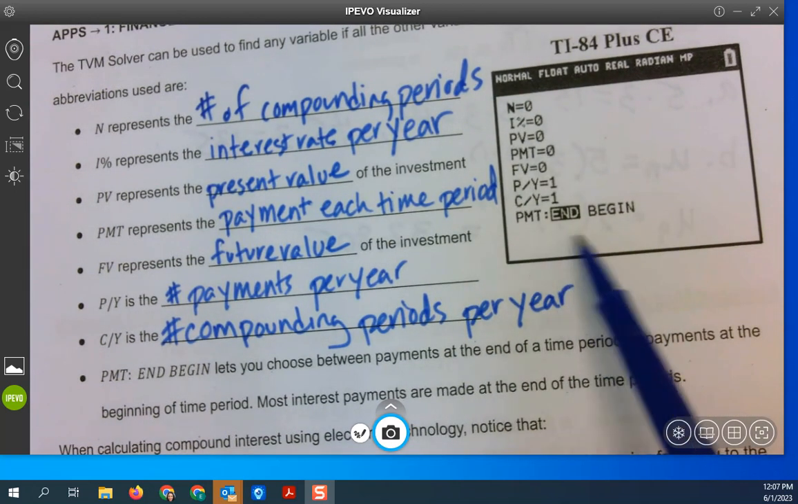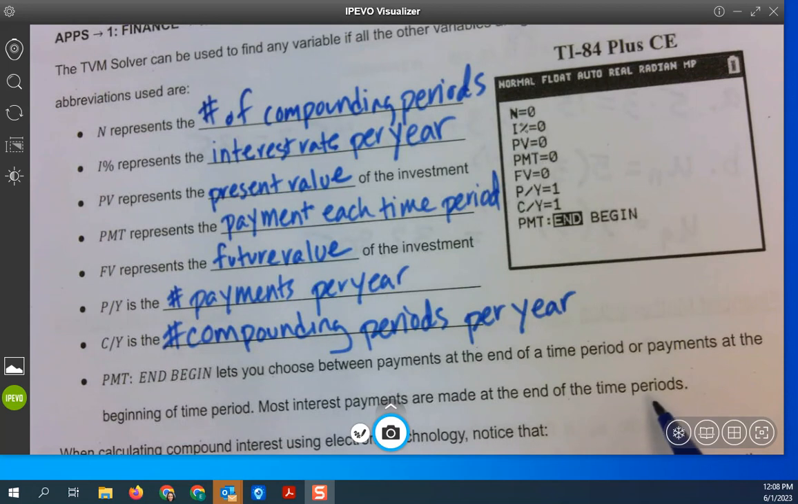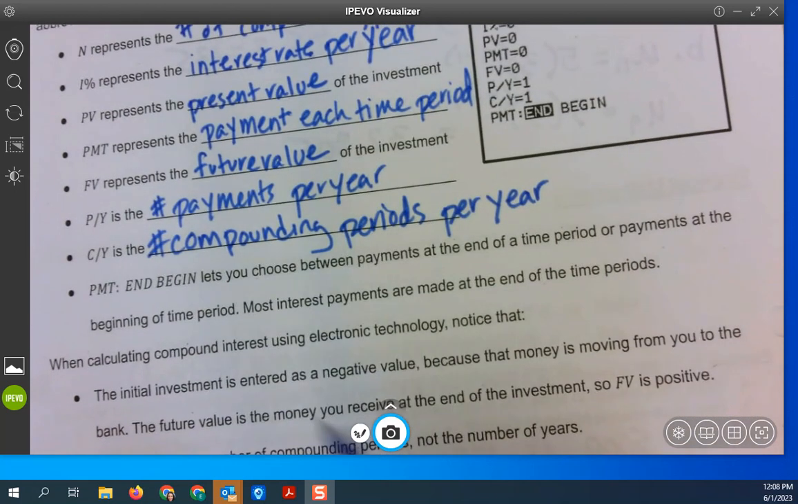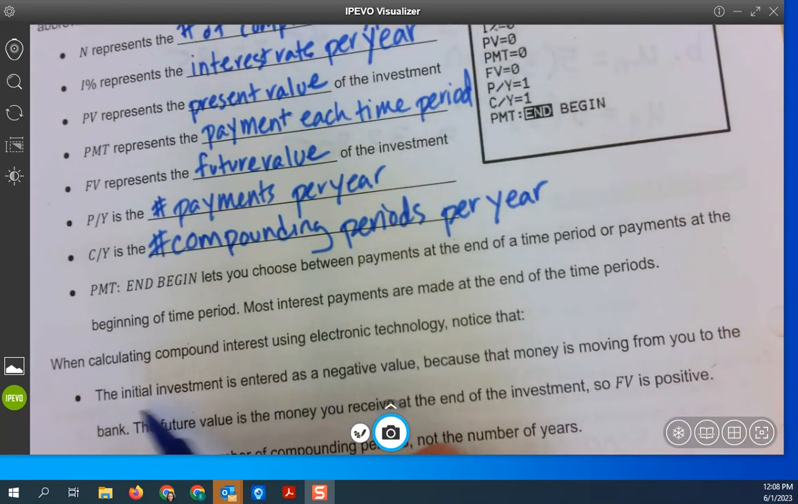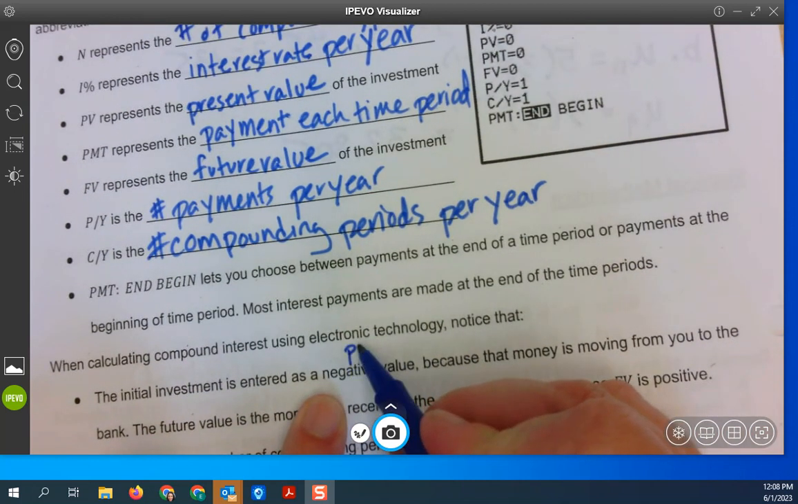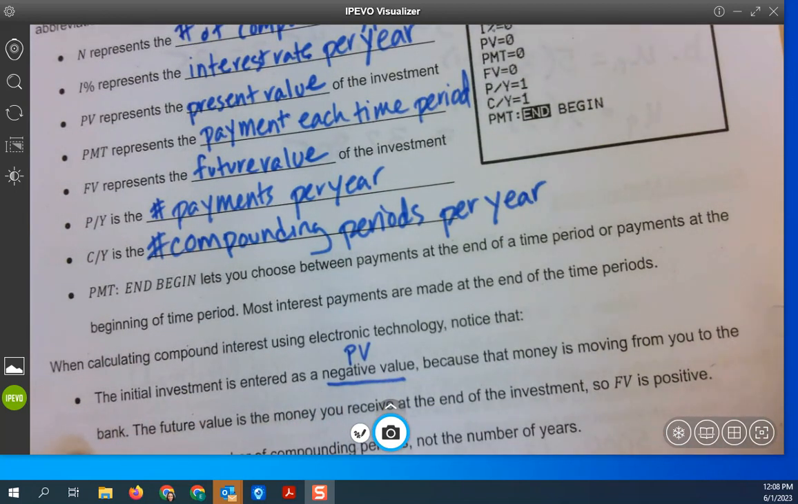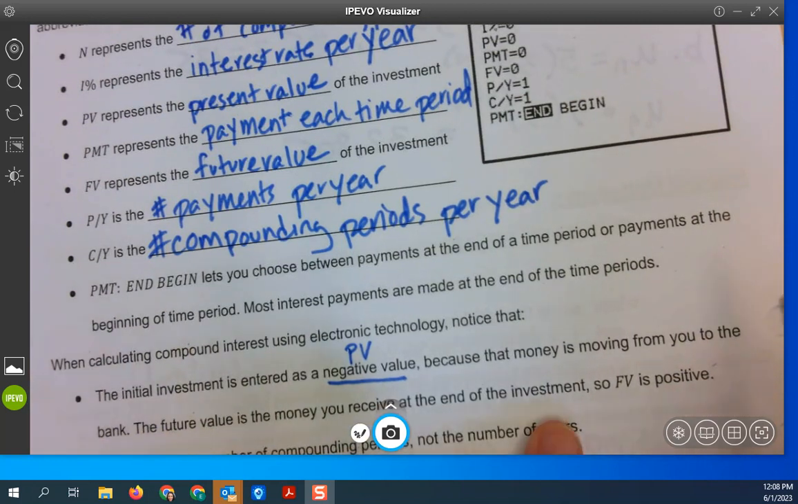You're going to see this when you open it up, and you're going to leave it on END because most interest payments are made at the end of the time period. One thing that you're going to notice is that you need to put your initial investment, which is your PV, as a negative value, because that money is moving from you to the bank, and then the future value is positive.